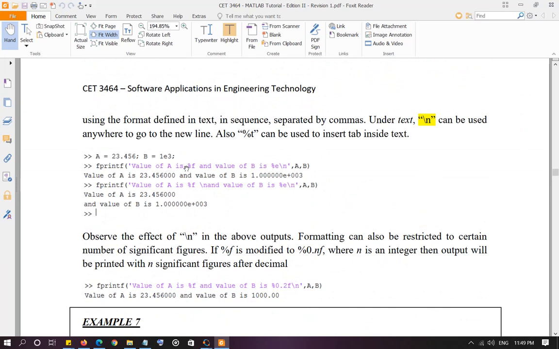And value of b is %e, because we know that b is an exponential number. And then you close the apostrophe, put a comma, and then write down the variable that you want to replace the specifiers with. So the first specifier %f will be replaced by a, and the second specifier %e will be replaced by b. \n means after it prints, it's going to go to the new line. So when you run this, it's going to show value of a is 23.46 and value of b is 1 exponent 3.